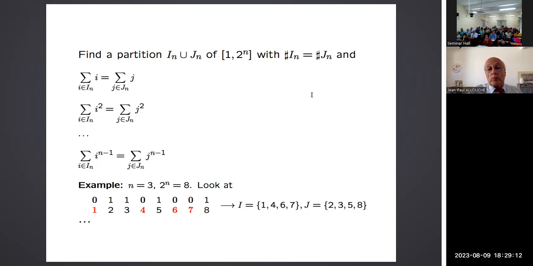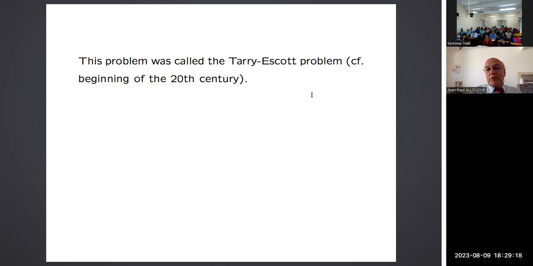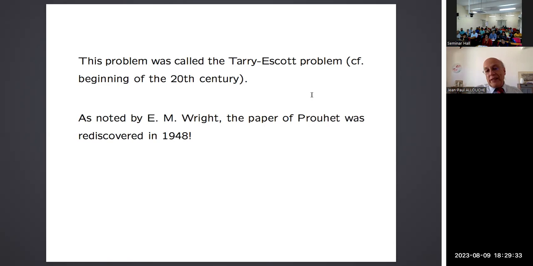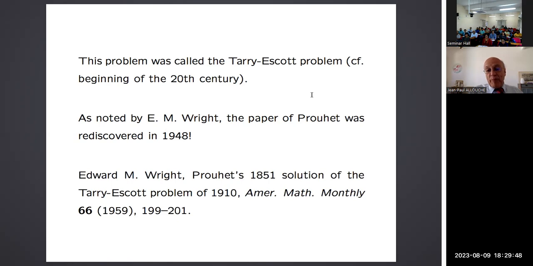Okay. And this problem was called the Tarry-Escott problem for a long time, because there was a paper by Tarry and Escott at the beginning of the 20th century, where they studied this problem and its generalization. And finally, the paper of Prouhet was rediscovered only in 1948. There is a paper by Wright, the Wright of Hardy and Wright, the book of number theory, at least when I was young. The title of the paper of Wright is Prouhet's 1851 solution of the Tarry-Escott problem of 1910. So it was a long time between those two dates.